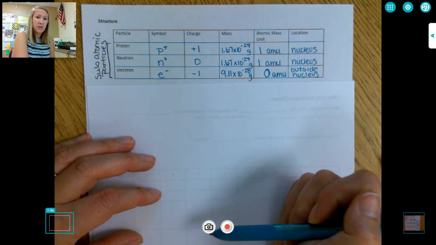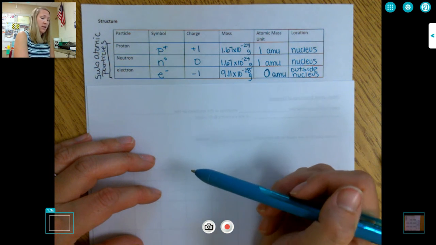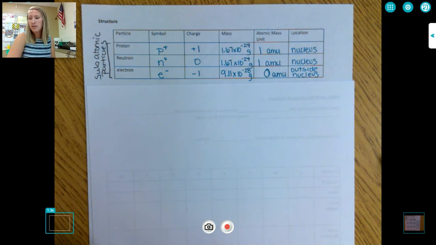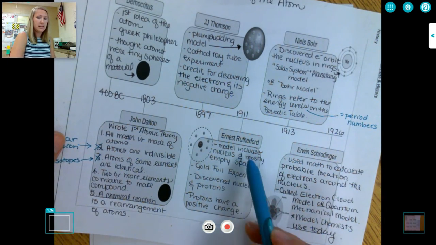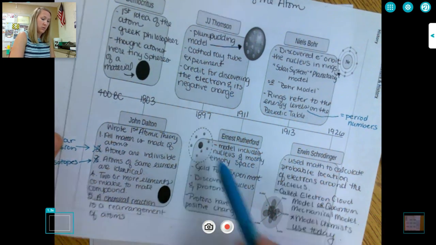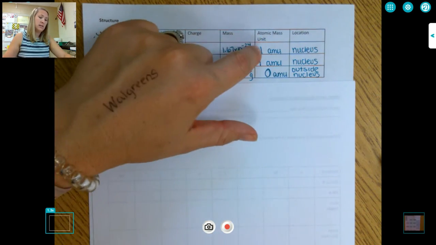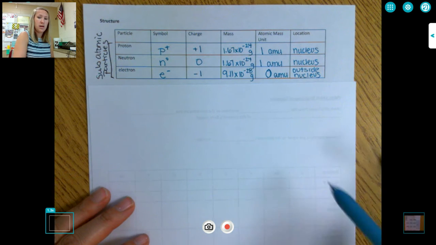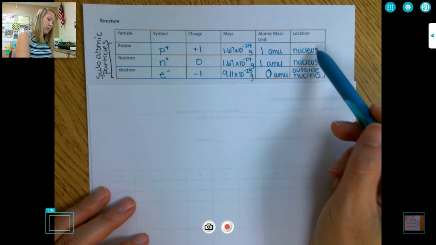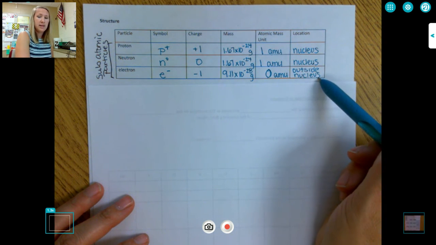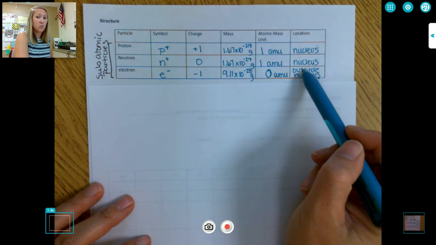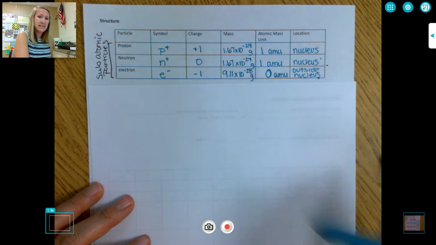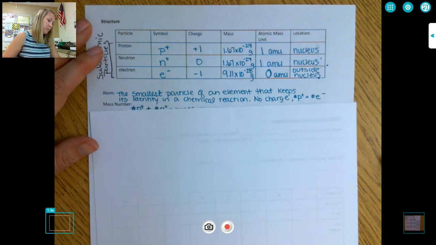And this is important when we think about where the mass of an atom is. Just like we learned with the one that discovered the nucleus, which is Ernest Rutherford, he said that it's mostly empty space except for the nucleus. And that's because our nucleus is where our protons and neutrons are located. So protons and neutrons are both in the nucleus, and then electrons are outside the nucleus, which makes sense because almost all of the mass of our atom is inside our nucleus.